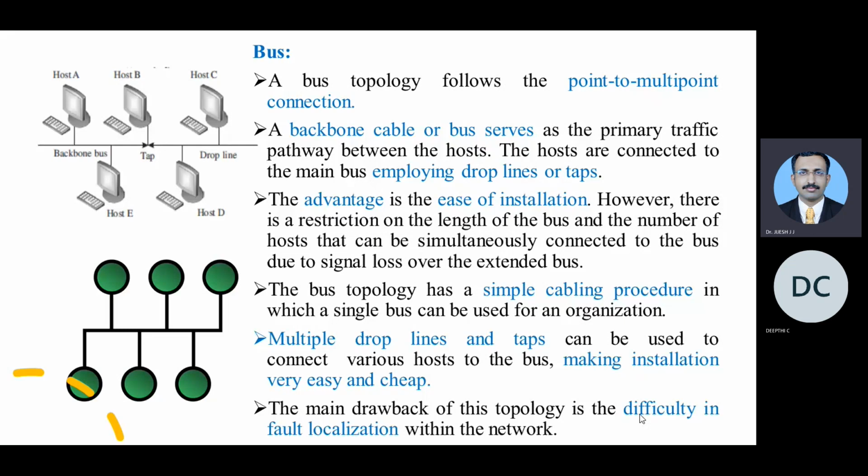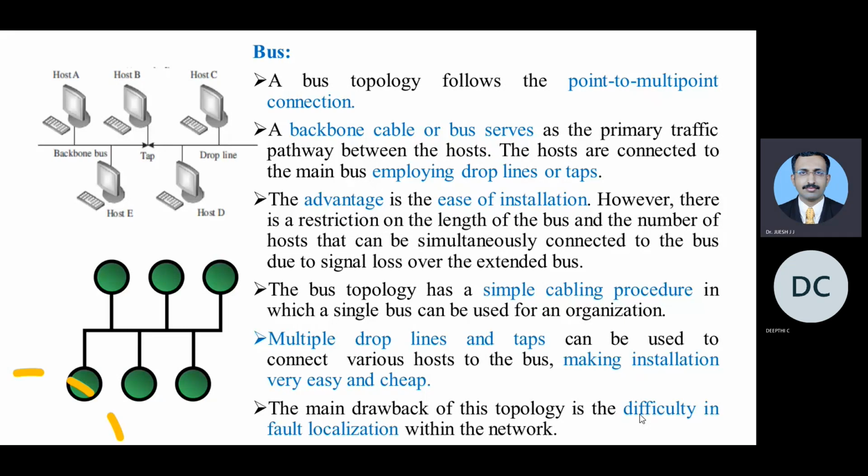For example, this is your node to be connected. You can connect it with the help of the bus to any of the nodes. So that is one very huge advantage. And then what you can see, the backbone cable or bus serves as the primary traffic path and employs a drop line or tap. So some of the advantages are also there for this.